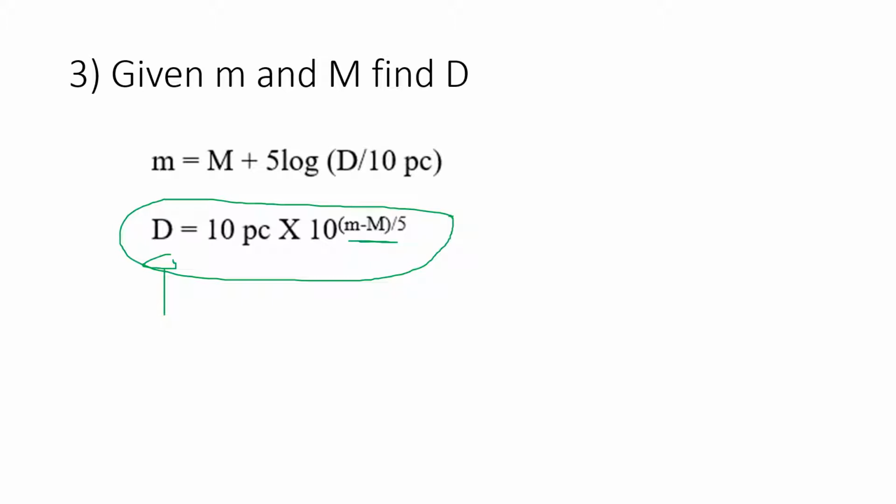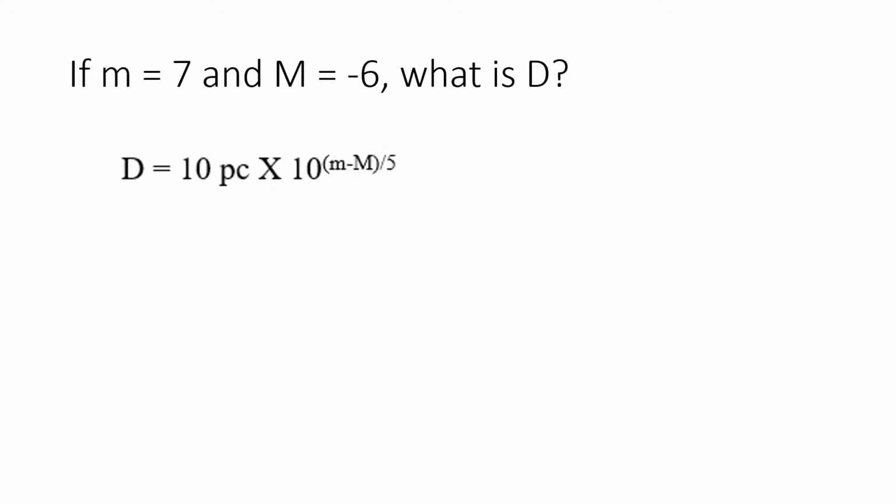Now, there are two places where you need to be careful in doing a problem like this. The first is to figure out which is little m and which is big M and put them in the right order. The second thing is that sometimes the absolute magnitude is a negative number. And notice that we have a minus sign in here. So be very careful if you have to subtract a negative number. So just be very careful with that.